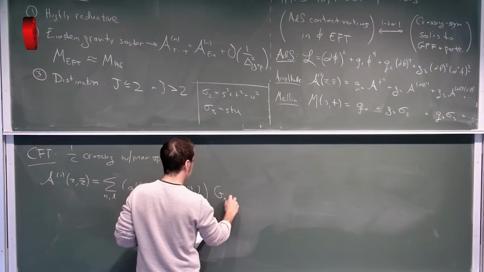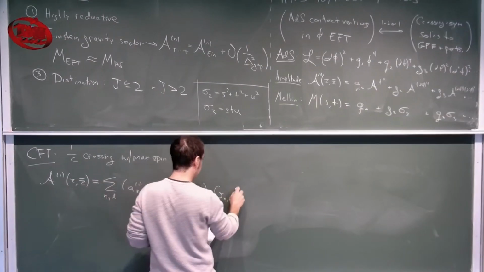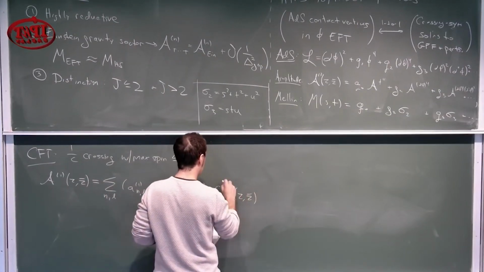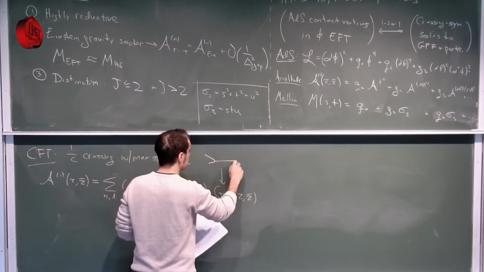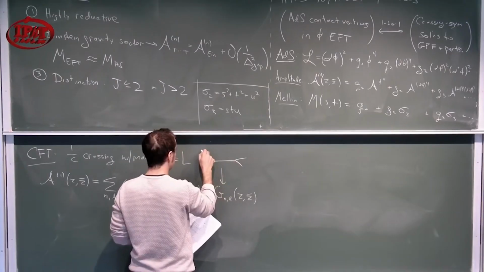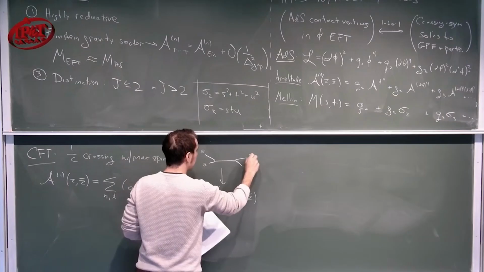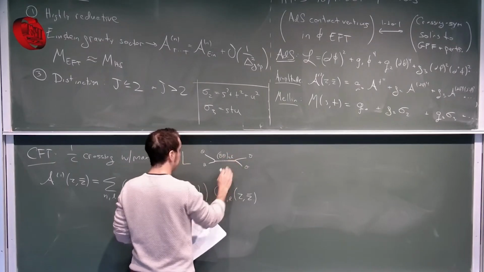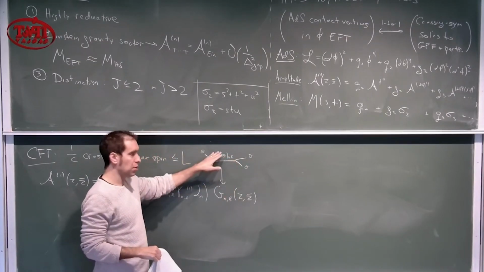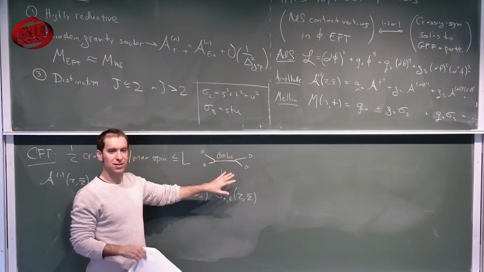Times the conformal block for the exchange of the n,l double trace, O dual to phi in the bulk. And then here, this notation G_nl means the conformal block for the exchange of this nl composite.